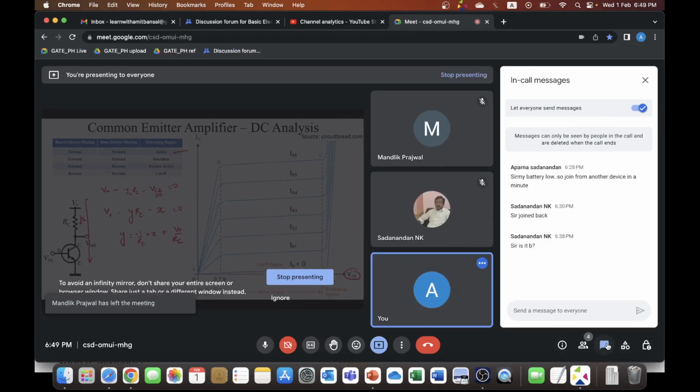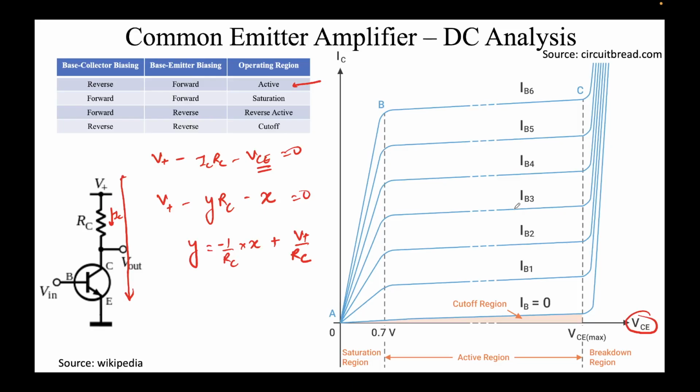Yeah, we will get to the answer in a minute, but I want to just explain the concept of BJT. So y equal to minus 1 by RC into x plus V+ by RC. You can see the form y equal to mx plus c. The slope is negative, right? So I can draw this line, and I can obtain the intercepts by putting y equal to 0. This V+ is nothing but VCC, so it is also referred to as VCC sometimes. This is what is called a load line, right?